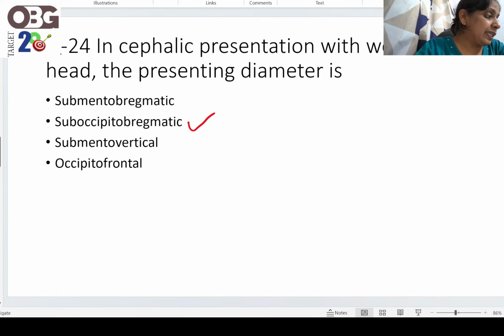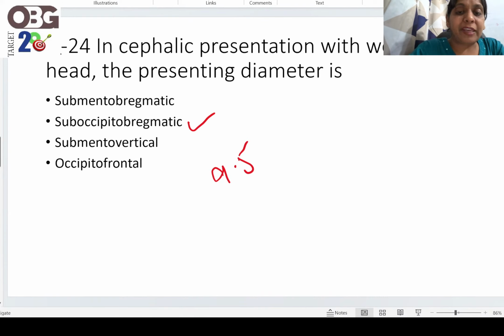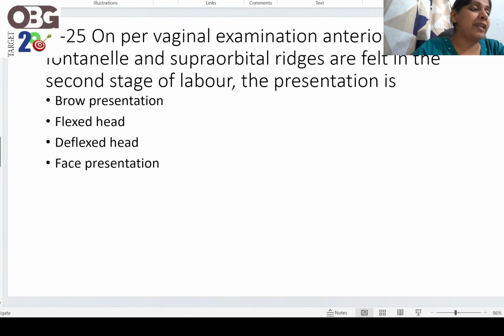It is not C, it is suboccipitobregmatic, option B, and the diameter, very well said by Dr. Praveen Pawar, is 9.5 centimeters. Okay. On per vaginal examination, anterior fontanelle and supraorbital ridges are felt in the second stage of labor.